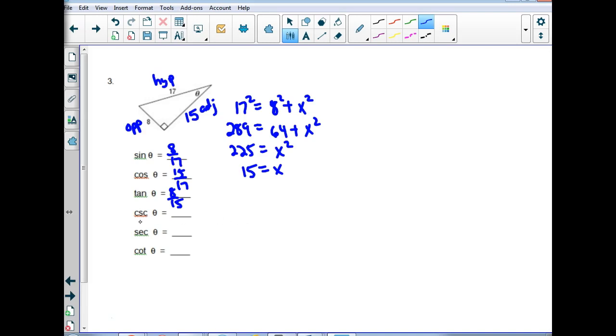And then the cosecant is the reciprocal. And don't be assuming every time you do these that these are going to be written down for you in this correct order. Make sure you know which one goes with which. Sine and cosecant are reciprocals, so that's 17/8. Cosine and secant are reciprocals, 17/5. And cotangent and tangent, 15/8 for cotangent.